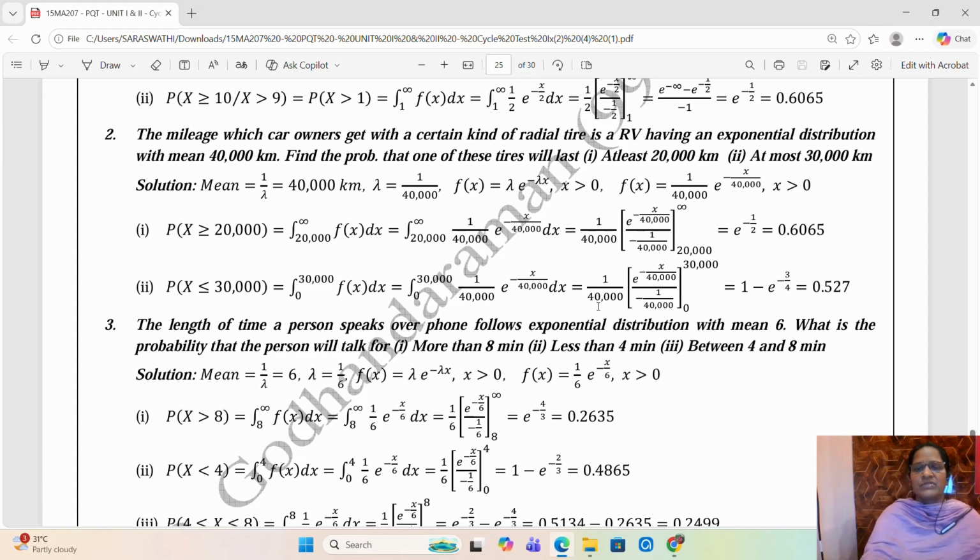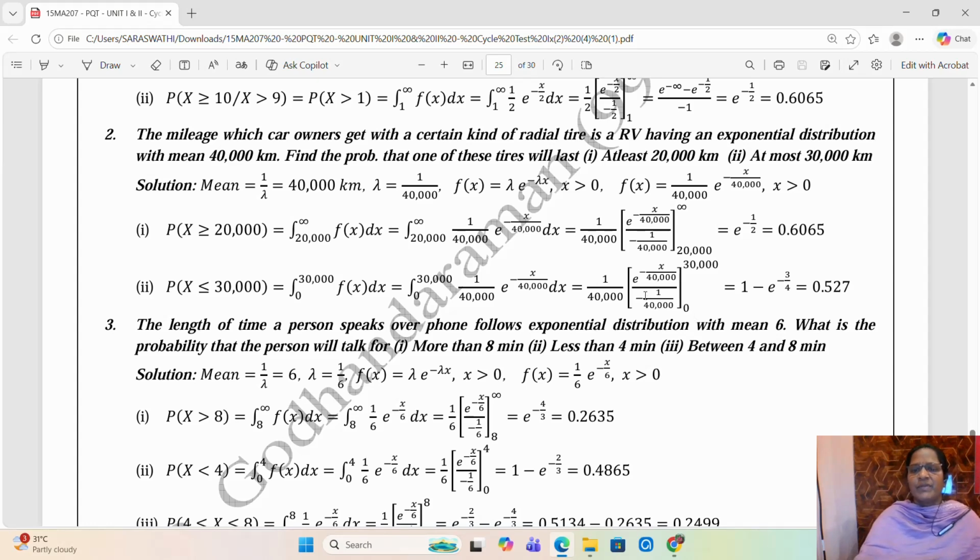So 1 by 40,000 into e power minus x by 40,000 into dx. Now 1 by 40,000 into the integration of e power minus x by 40,000, which is e power minus ax by minus a. So e power minus x by 40,000 divided by the coefficient of x, minus 1 by 40,000. Now the 1 by 40,000 and 40,000 get cancelled. At x equal to 30,000, we get e power minus 3 by 4, minus the lower limit x equal to 0, e power 0 equal to 1.